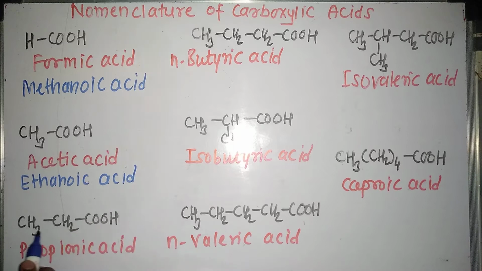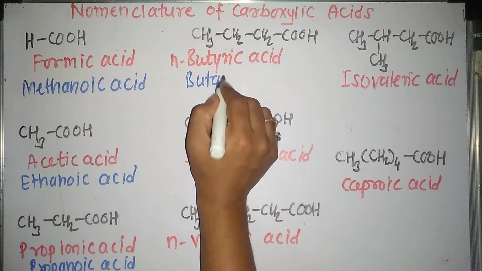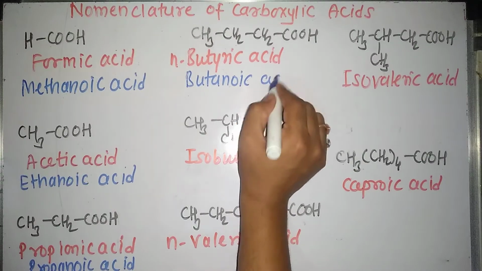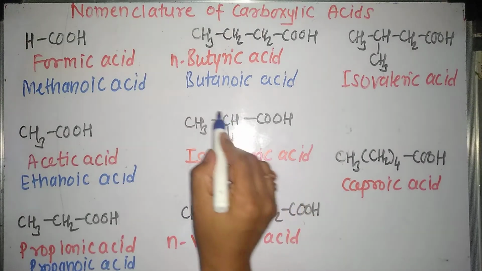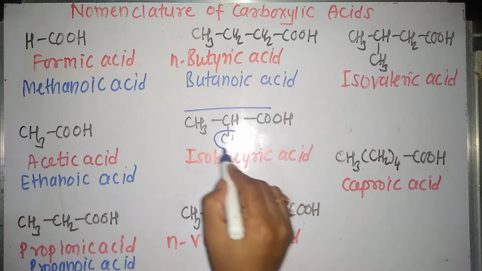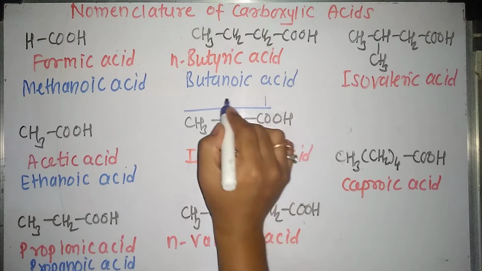In the same way, how many carbon atoms are here in total? Three. The three-carbon alkane is propane, so the name will become propanoic acid. In the same way, how many carbon atoms are here? Four. The four-carbon alkane is butane, replace e by oic acid, so the name will become butanoic acid. Similarly, here we have a substituent, so we are going to select the longest chain and identify the substituent. Numbering of the longest chain should be done in such a way that the carbon of the carboxylic group will appear at the first position.